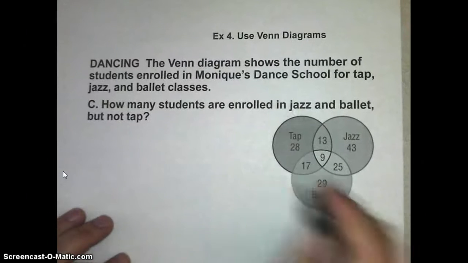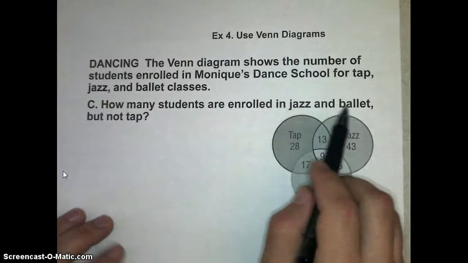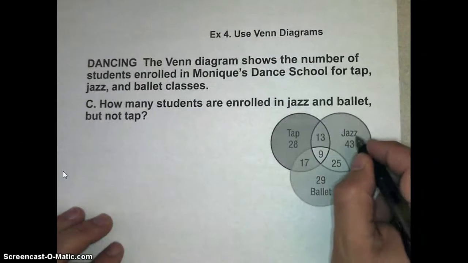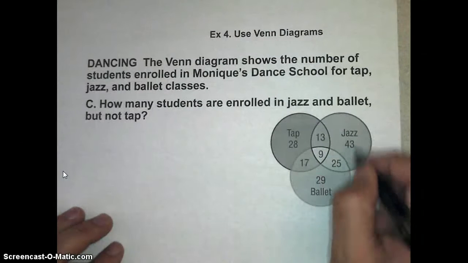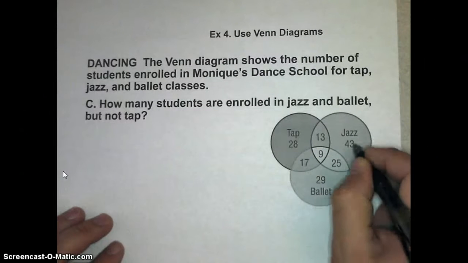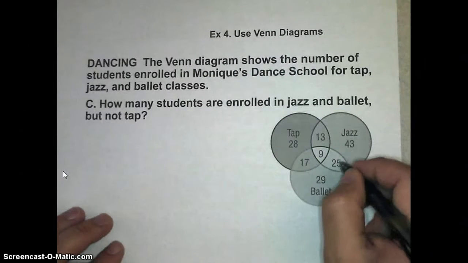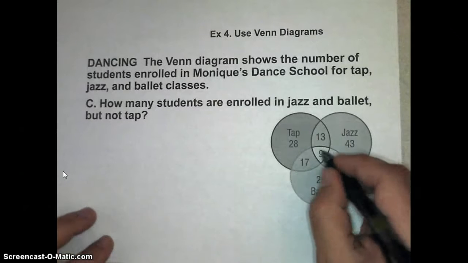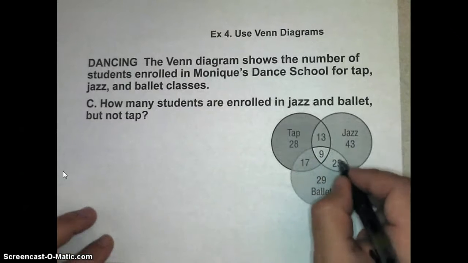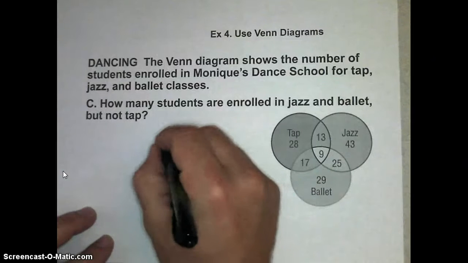And lastly, how many students are enrolled in jazz and ballet but not tap? So jazz and ballet. So I'm going to include jazz and ballet. "And" means just the part that's overlapping, but not tap, so not in the middle part here. So we're just looking at the number 25.